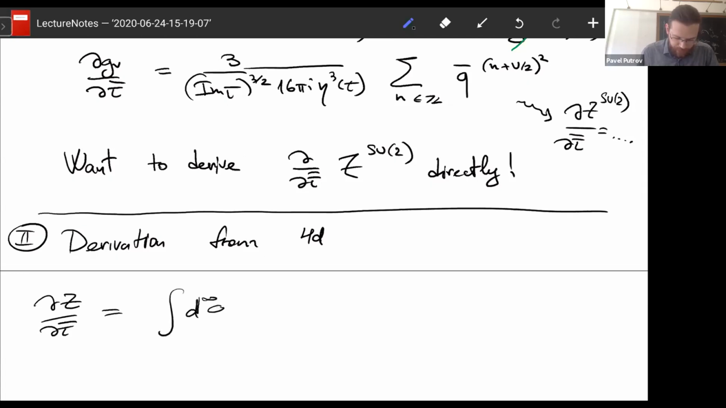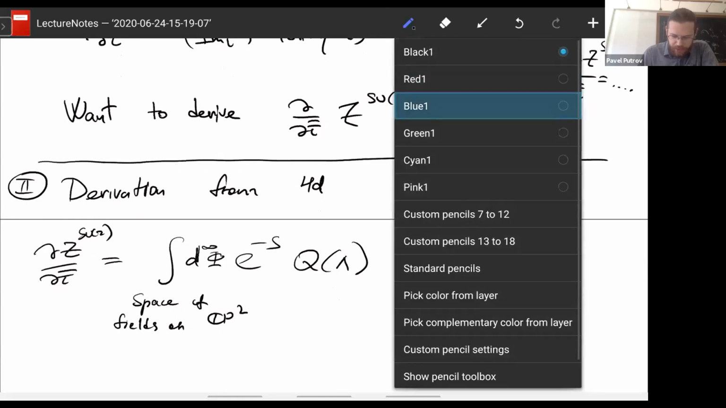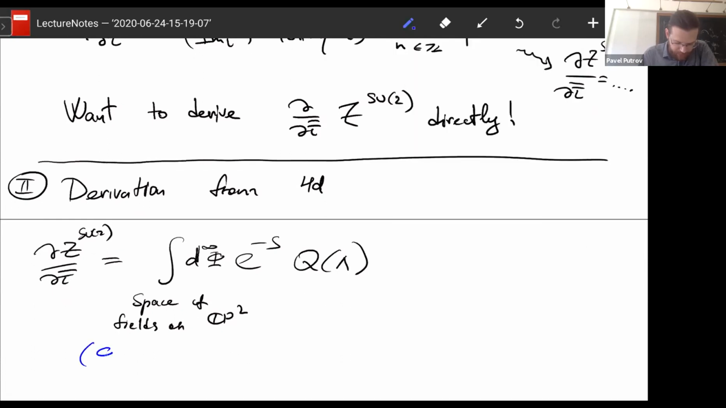Again, if we try to repeat this argument about vanishing of the anti-holomorphic derivative, you end up having the following expression, where here you integrate over the space of fields on CP2. And in principle, you can imagine introducing some particular coordinates. Of course, there will be an infinite number of coordinates, for example, harmonics of all your fields on M4.